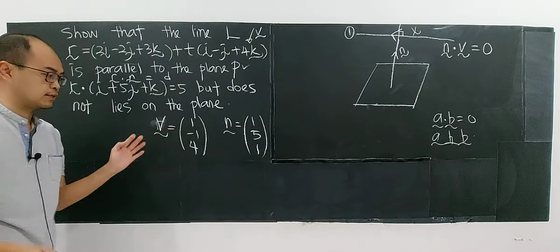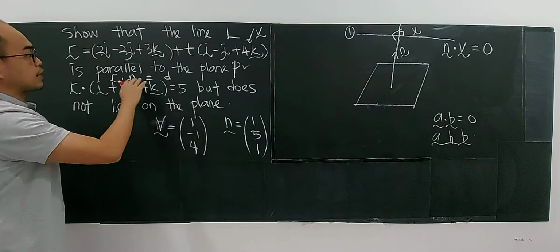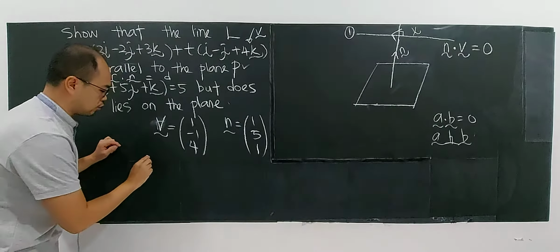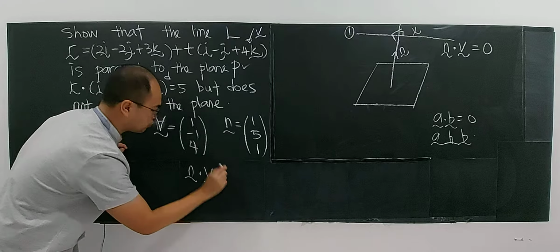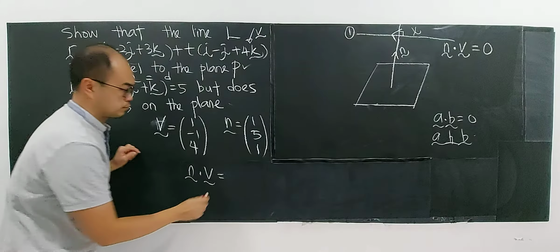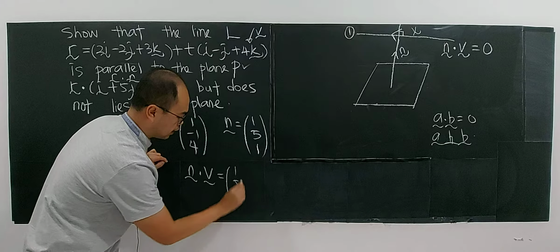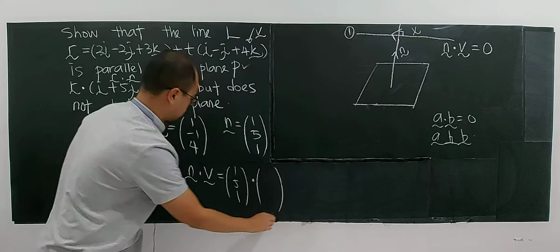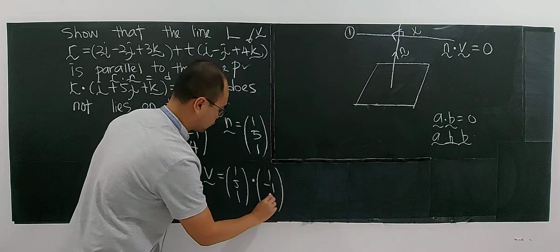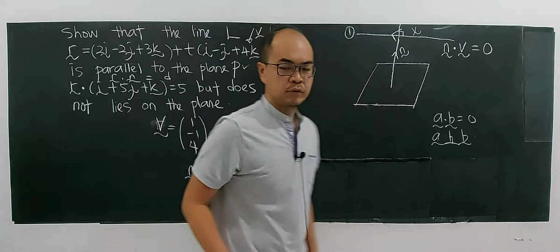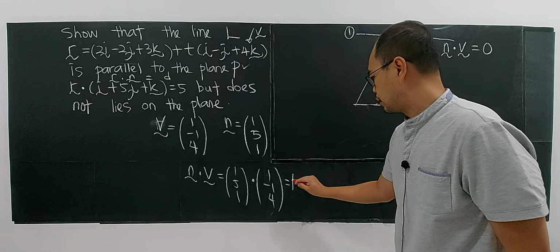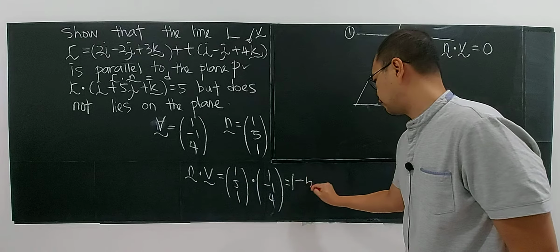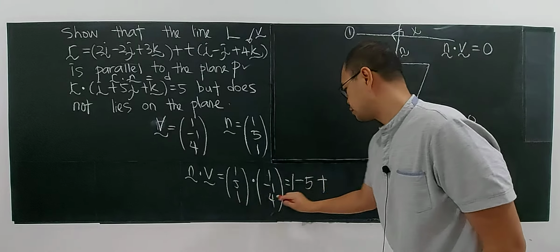Okay, let's see whether the line is parallel to the plane or not. The first condition here: n dot v or v dot n. Okay, v dot n or n dot v is the same thing. So 1, 5, 1 dot with 1, -1, 4. Let's calculate. 1 times 1 is 1. Positive 1, negative, -5. Plus 1 times 4, 4.